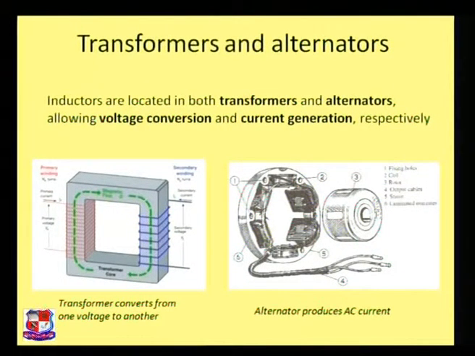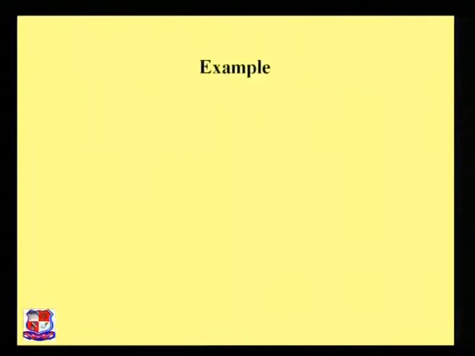Here we have a picture of a transformer in which the red windings are the primary windings and it is connected with a core, and the secondary winding is given as blue windings, which is connected with the secondary side, and the transformer works on electromagnetic induction.